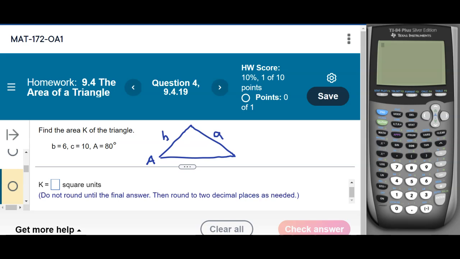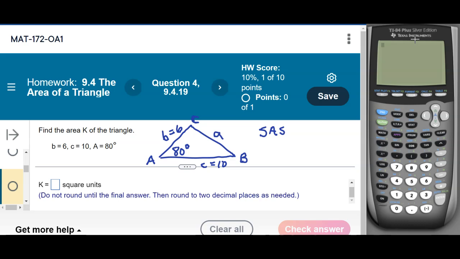So if I want to make this little b, then that means this is angle big B. And if this is angle C, this is side little c. What we're given is A is 80 degrees, b is 6, and c is 10 units down here. So this is an SAS triangle situation that we're given.